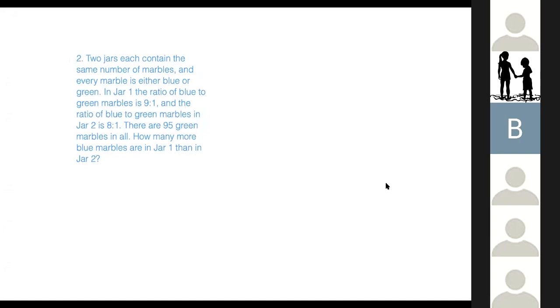Okay, good. 5 is correct. Let's see. Vedant, can you explain? Yeah, so I found the number of total marbles in each jar, and I got 450. And then I found the number of blue marbles by multiplying by 9 and 8, and I got 5 more in jar 1. Okay, good. How did you get 450 total?